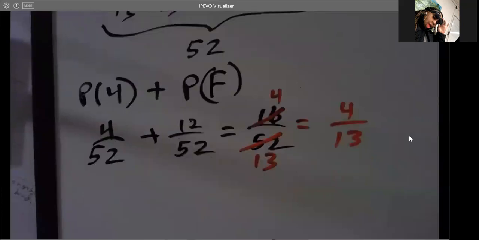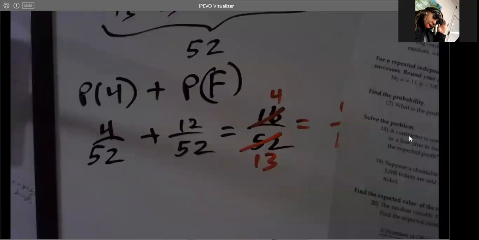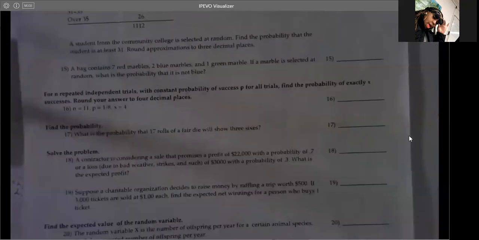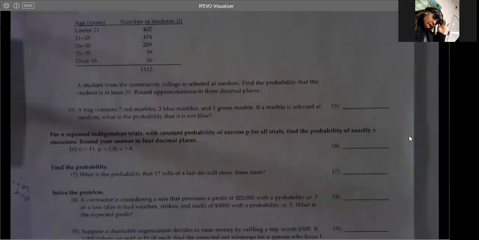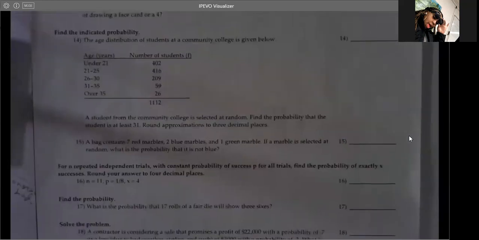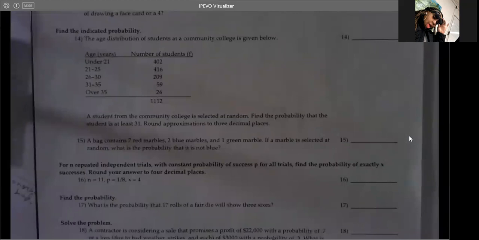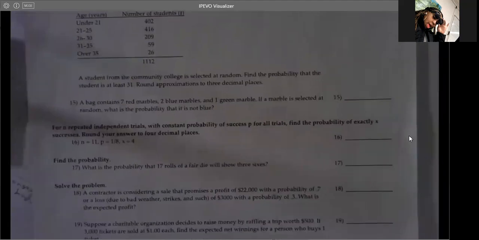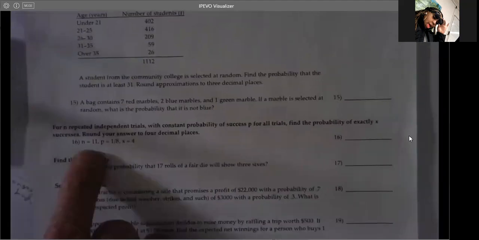Okay, questions with that? All right. Okay, number 14. Any questions with that? We okay? Okay. 15 is the same as one on the previous page. That one got repeated. 16 is the binomial probability again.